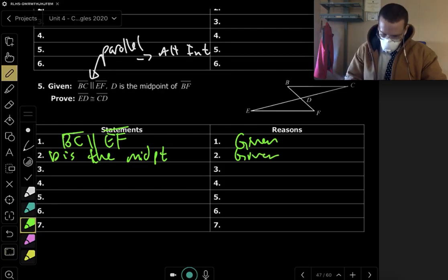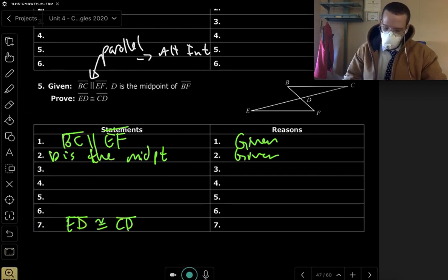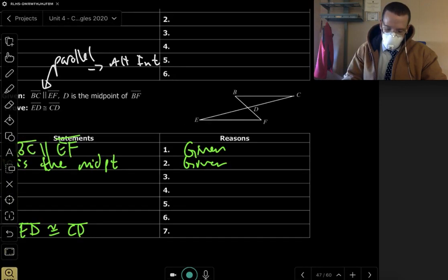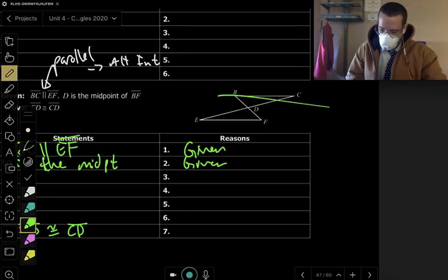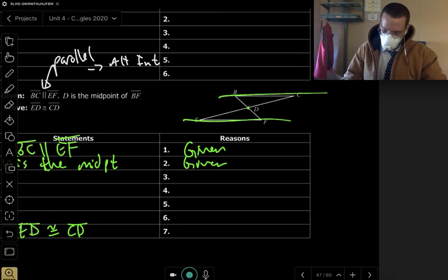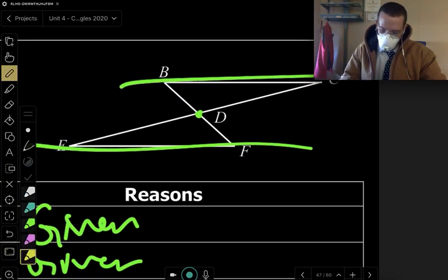Okay, so we have parallel, we have a midpoint, and we need to prove that ED is congruent to CD. And again, that's probably going to be from CPCTC. So we have BC parallel to CEF, and we have D as the midpoint. Okay, so I'm thinking, D is a midpoint. Well, let's first think of parallel.